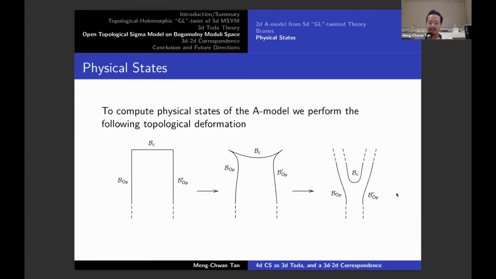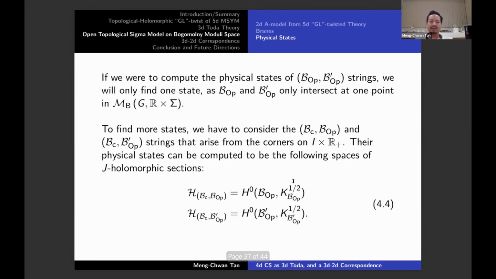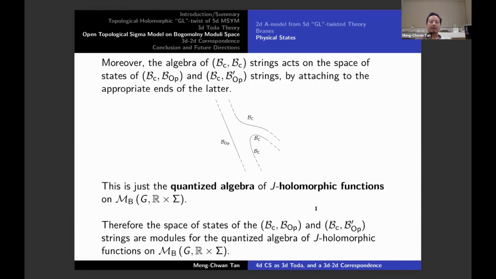So you want to compute more states from the other strings here, and the other strings give us states that look like this. Okay, they are holomorphic sections of the canonical line bundle on this Bogomolny moduli space, on the branes on the Bogomolny moduli space. So we want to understand.